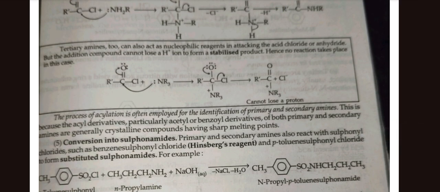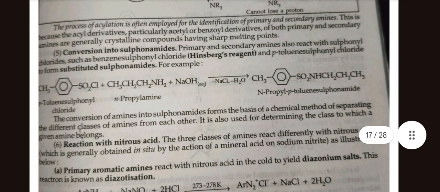Tertiary amines can also act as nucleophilic reagents in attacking the acid chloride and anhydride, but the addition compound cannot lose H+ ion to form a stabilized product, hence no reaction takes place in this case. The process of acylation is often employed for the identification of primary and secondary amines. This is because the acyl derivatives, particularly acetyl or benzoyl derivatives of both primary and secondary amines, are generally crystalline compounds having sharp melting points.